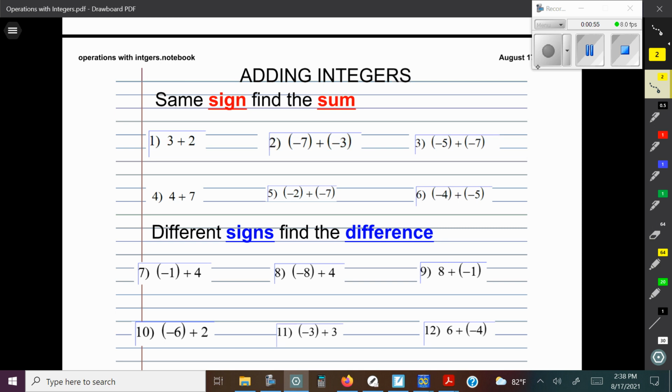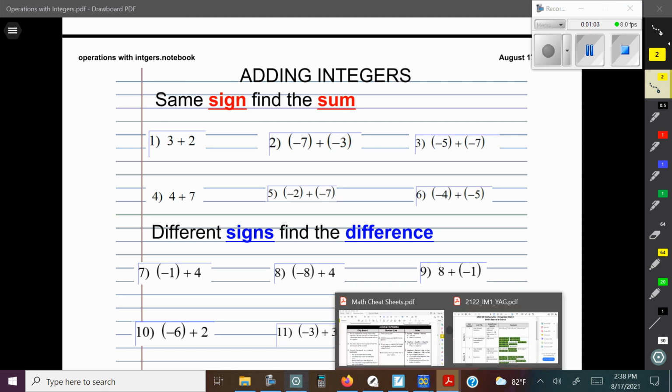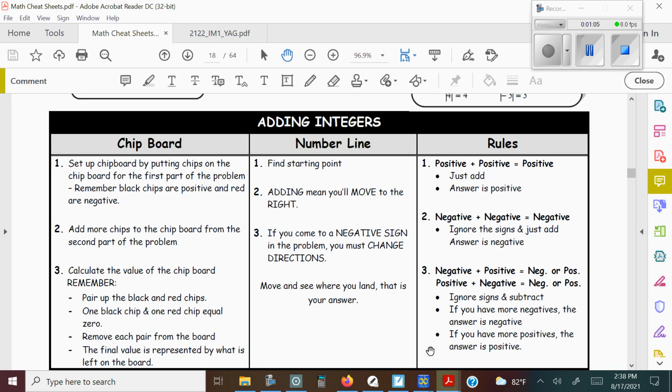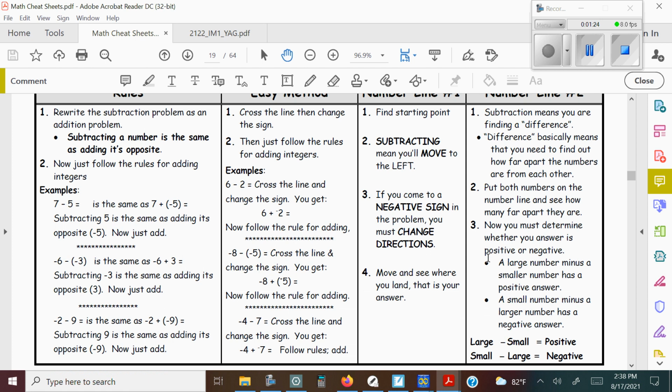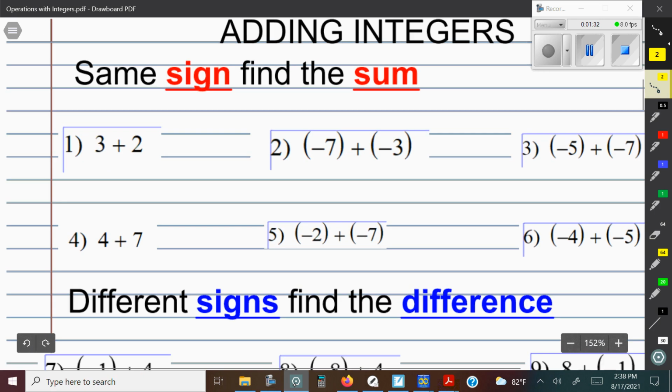Now if you have a hard time remembering that, in our math cheat sheets, we have the rules for adding integers to tell you step by step what to do if you have two positives, two negatives, a negative and a positive, or a positive and a negative. So if you ever get lost, go back and look here. Also, you have those same rules for subtracting, so it'll tell you exactly what to do step by step for that. So I'm gonna go through my steps here and work these out.